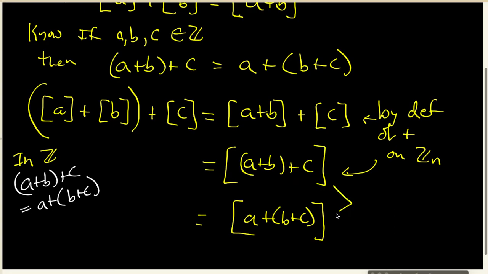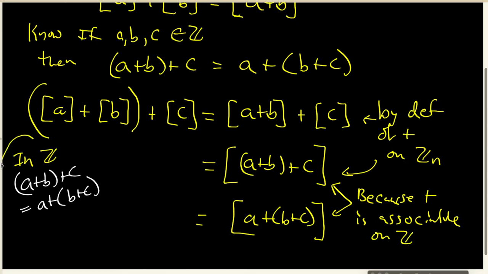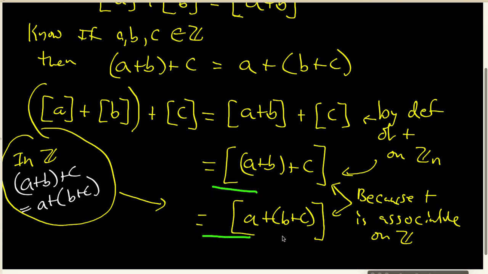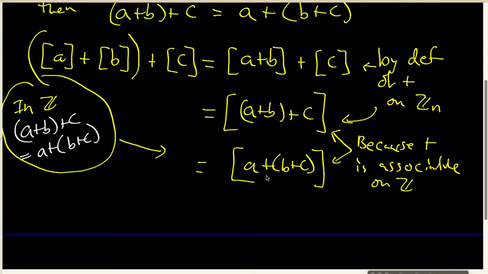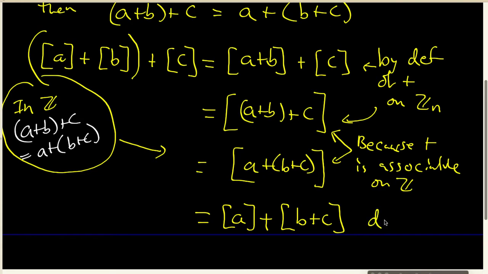And I go from here to here because plus is associative on Z itself. In other words, I am using this fact over here to justify this statement going from here to here. Well, once I have that, then it's easy. I just need a little bit more room. I can break this equivalence class addition up at this particular plus sign and write this as the equivalence class containing a plus the equivalence class containing the integer b plus c. This is the definition of addition on the set of equivalence classes, which is given the name Zn.